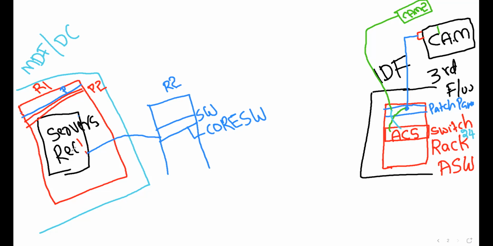Depends on what module we have, like fiber or copper. If it's copper, we will pull the copper cable. So from the camera to the access switch it shouldn't cross 90 meters, and the same on this side.